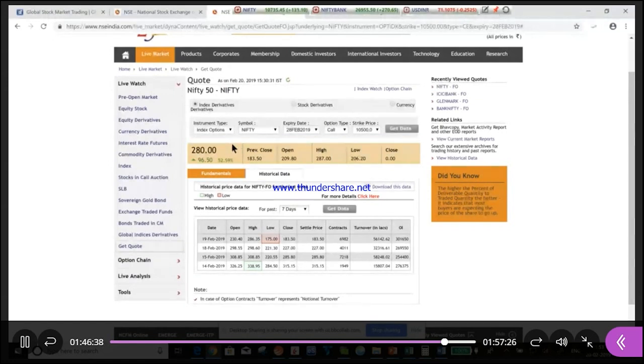Now, if you take a look at this, the 10,500 call option, okay, on 14th Feb or 15th Feb, it was 309 rupees, and now it has become 286. Yes, Ramesh Babu. Now, why is the premium so high here?